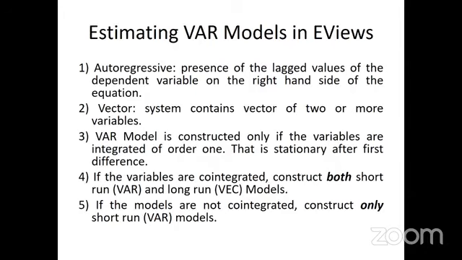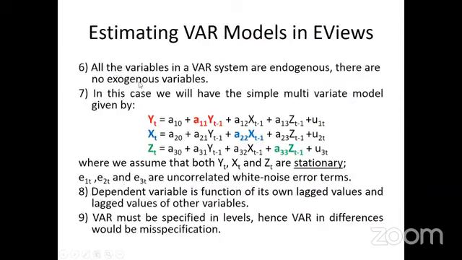But there are some concepts which we'll have to understand. Autoregressive: the presence of the lag value of the dependent variable on the right hand side. Vector: a vector containing two or more variables. A VAR model is constructed only if the variables are integrated of order 1, that is, stationary at first difference. If the variables are co-integrated, construct both short run VAR and long run VECM models. If the variables are not co-integrated, construct only short run VAR models, right? All the variables in a VAR system are endogenous. They all are dependent. There are no exogenous variables.